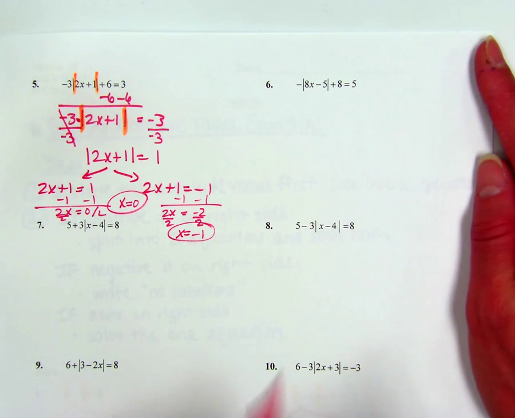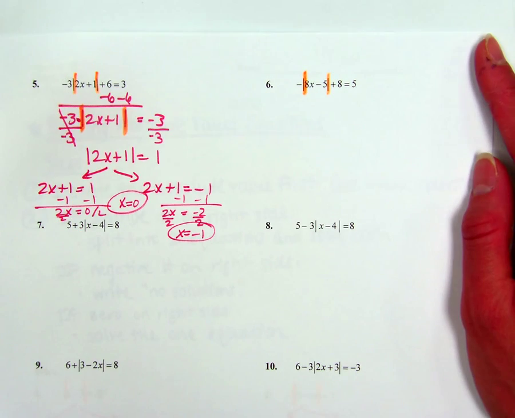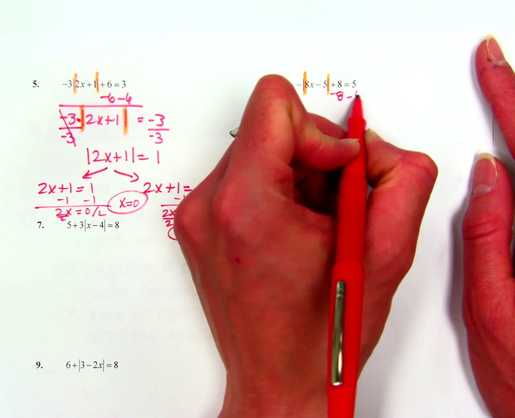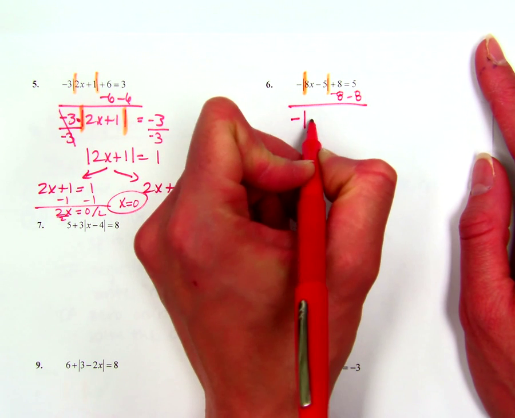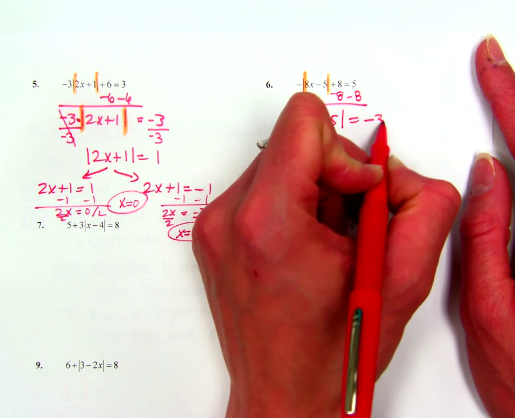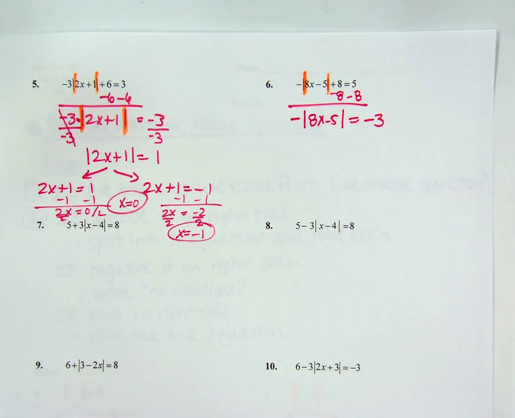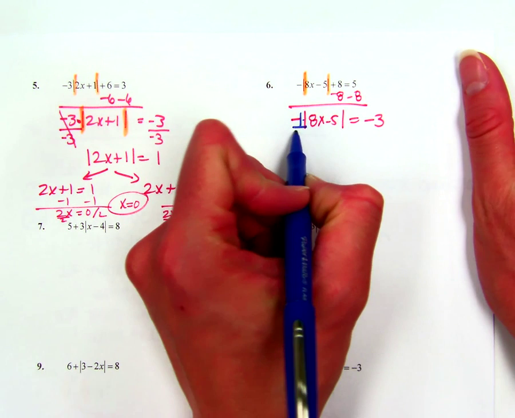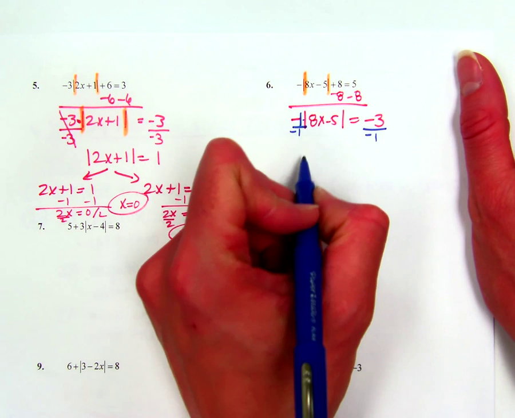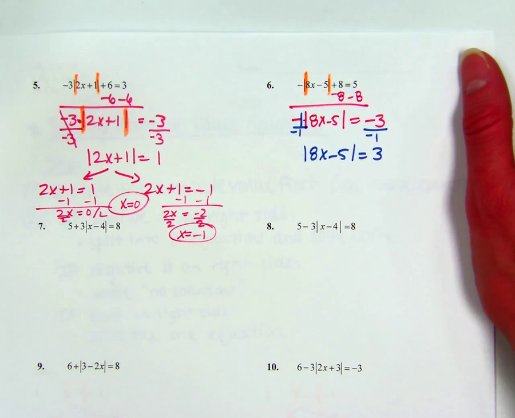Number 6, absolute value is not by itself yet, so I need to undo the plus 8 first by subtracting. So I have negative absolute value of 8x minus 5 equals negative 3. This number is really a negative 1, and it's being multiplied. So to undo it, I divide by negative 1. This gives me absolute value of 8x minus 5 equals positive 3.